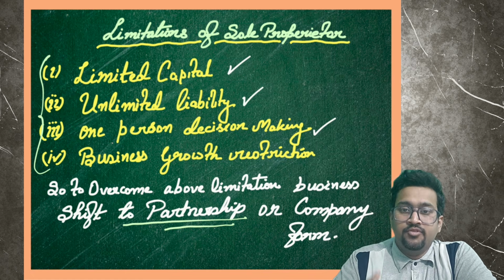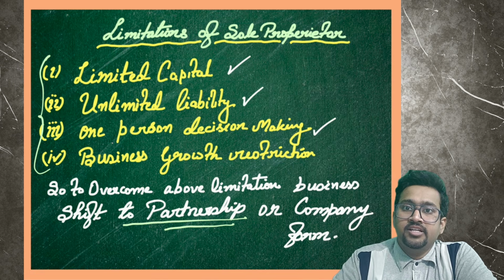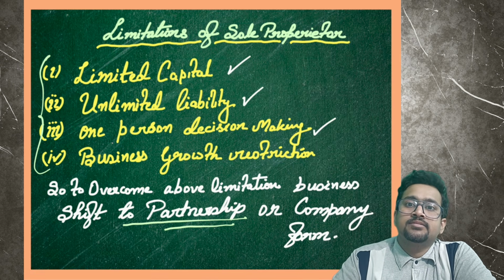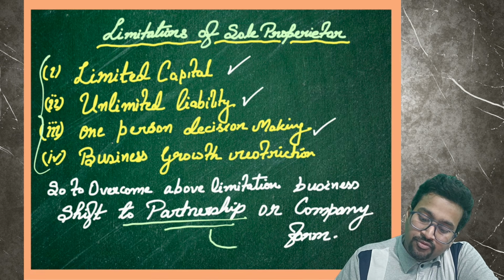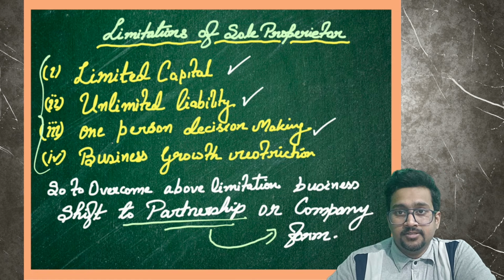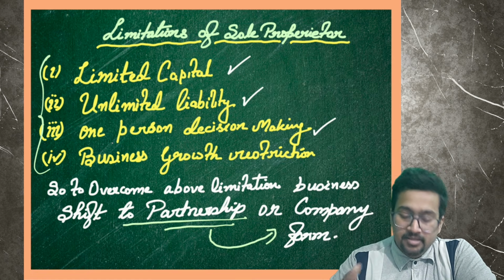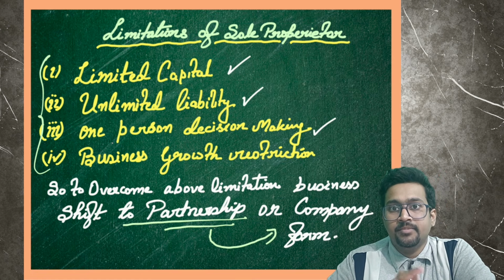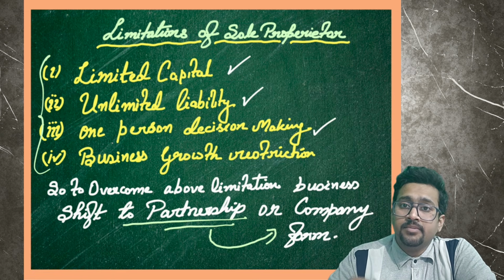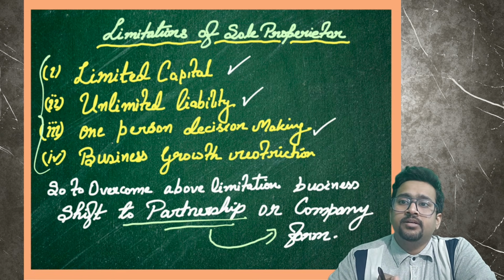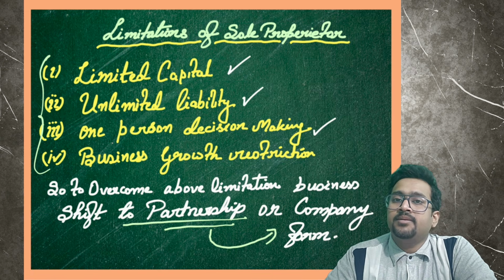But again, if you want to grow more, if you want to expand your business to a greater extent, then definitely you need more capital and more resources. So then you have to move from partnership to the company form of business. In our syllabus, we will not be focusing on private companies, because as you know, private companies cannot issue shares. But in our syllabus, we have shares as well as debentures. So that is mainly done by public companies.